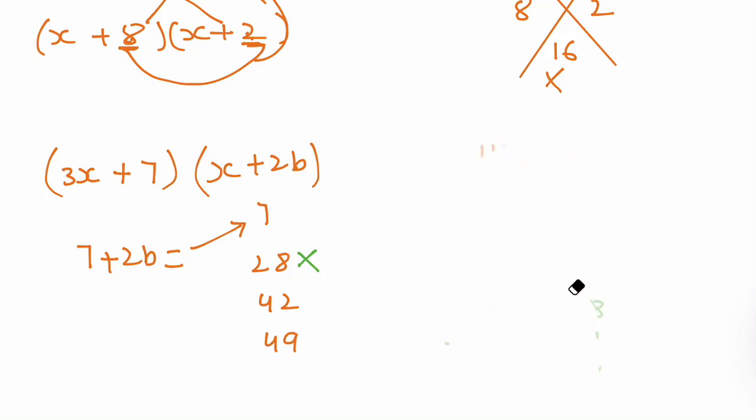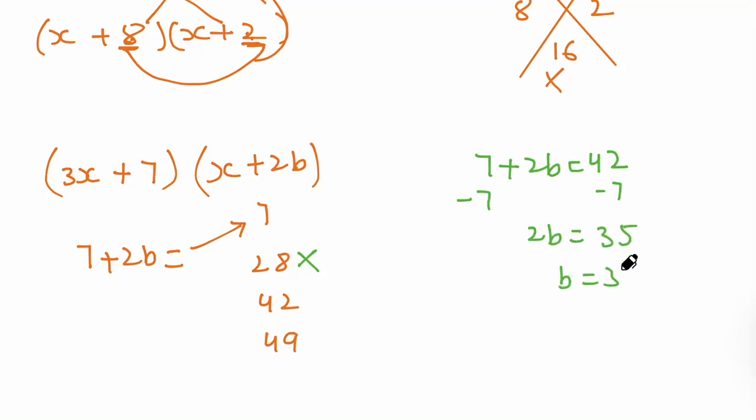Now let's see the third option. 7 plus 2b is equal to 42. Subtracting 7 on both sides, 2b is equal to 35, so b is equal to 35 by 2. Again not an integer, so this is also not an option.